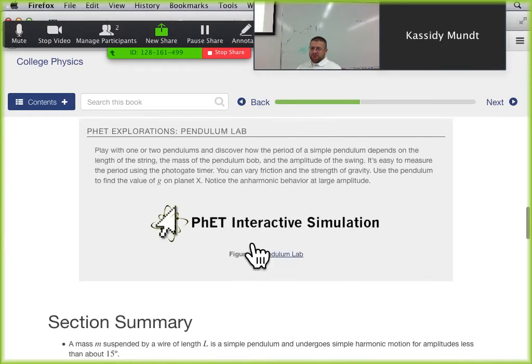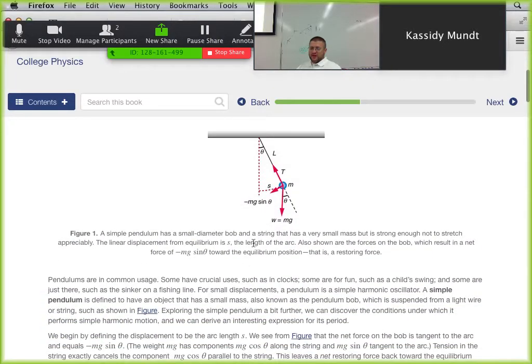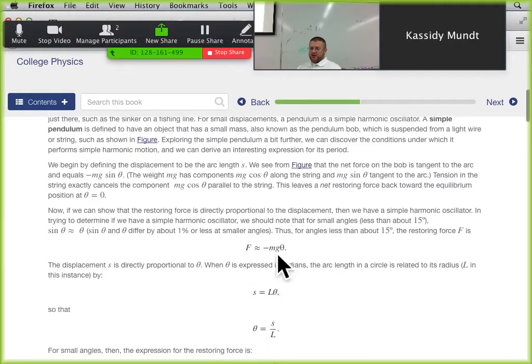Now, if we break these forces into their components, we get one that ends up being our restoring force, which looks like force equals negative m times g times the sine of theta.